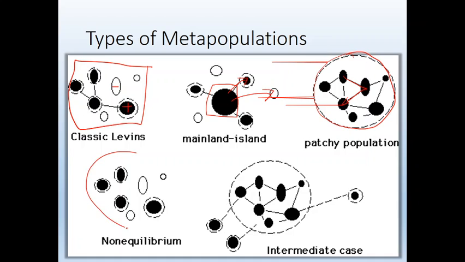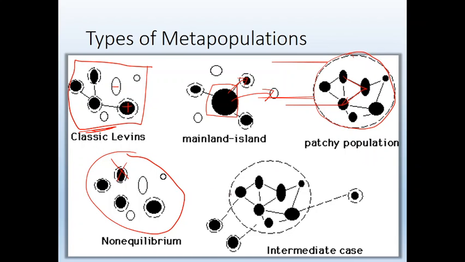Then there are non-equilibrium metapopulations, which have an imbalance between extinction and colonization. Extinction can happen rapidly, and if a population gets isolated from migration, what will often happen is that extinction will completely kill off that population more rapidly. So it's not as stable as what we would think of as the classic Levins type of population.